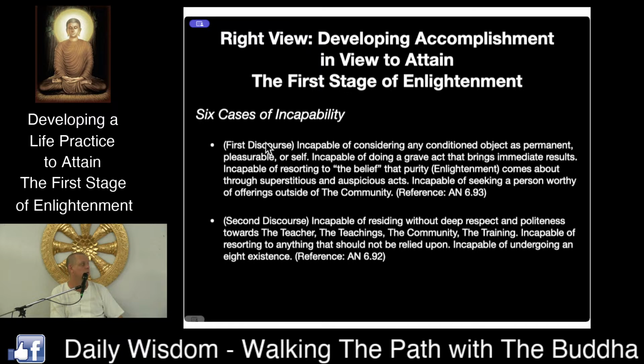The second discourse on the 6 cases of incapability is that by the time someone has accomplishment in view, they would be incapable of residing without deep respect and politeness towards the teacher, the teachings, the community, and the training. So all 4 of these things, because again, they would have seen a certain amount of progress by the time they get to the first stage of enlightenment, because you accomplish this accomplishment in view when you get to the first stage of enlightenment on your way there. So you would have experienced a certain amount of progress and improvement to the condition of your mind. You would see that this teacher has helped you to be able to get to that point.